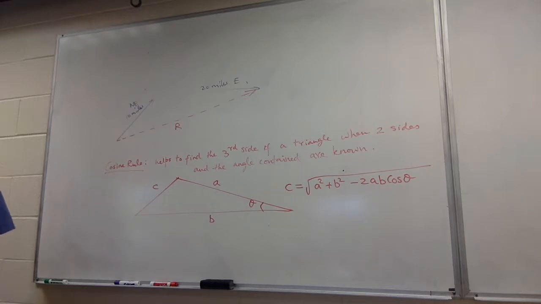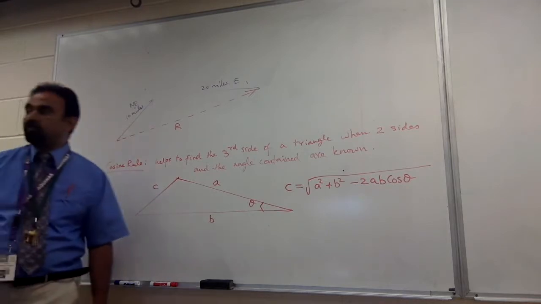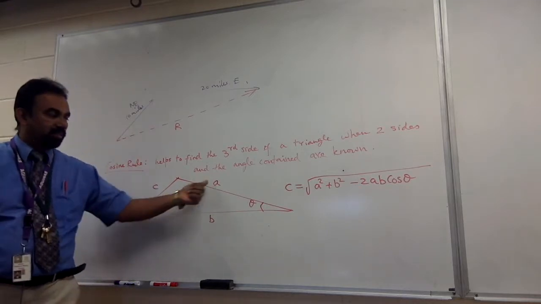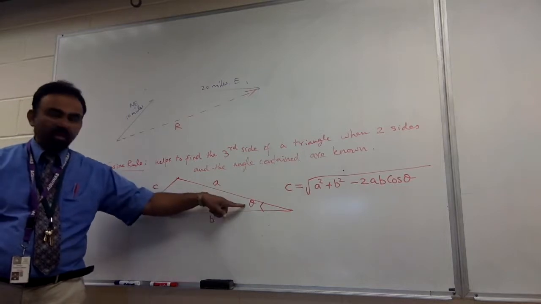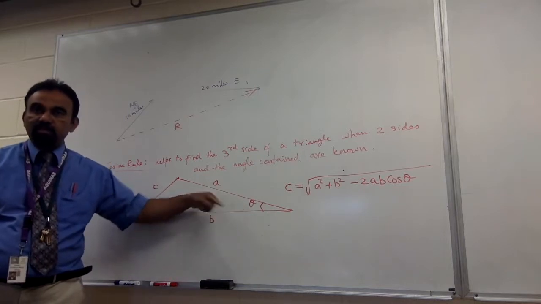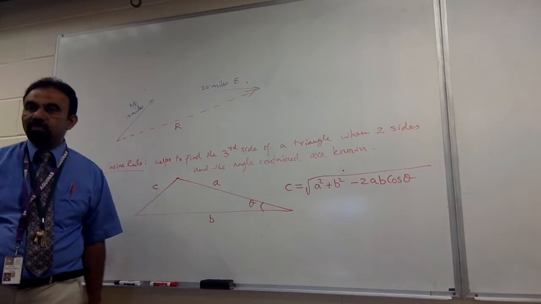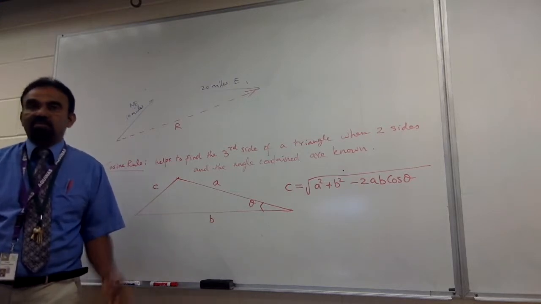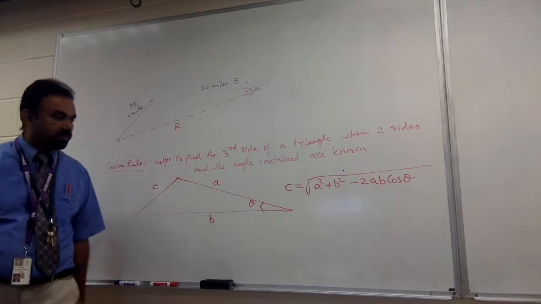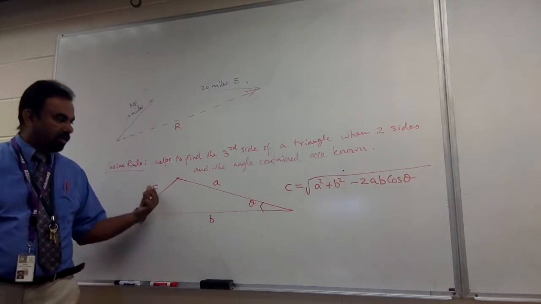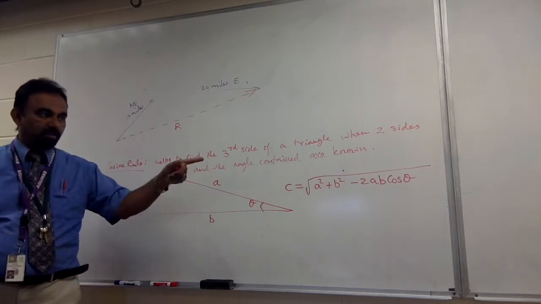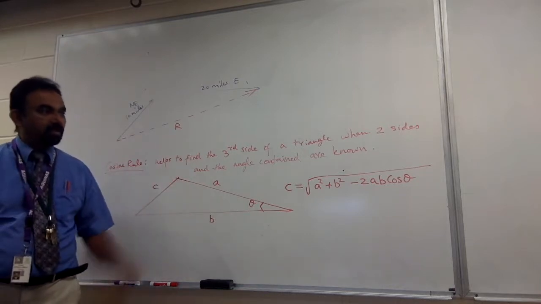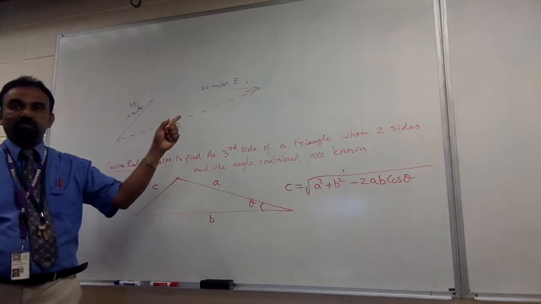So it applies to any triangle, not necessarily vectors. Any triangle, if you know two sides and the angle contained by the two sides, the third side you can mathematically evaluate. For any triangle, not necessarily right angle triangles, any triangle. So the third side is square root of a squared plus b squared minus 2ab cosine theta. So let's apply that here.